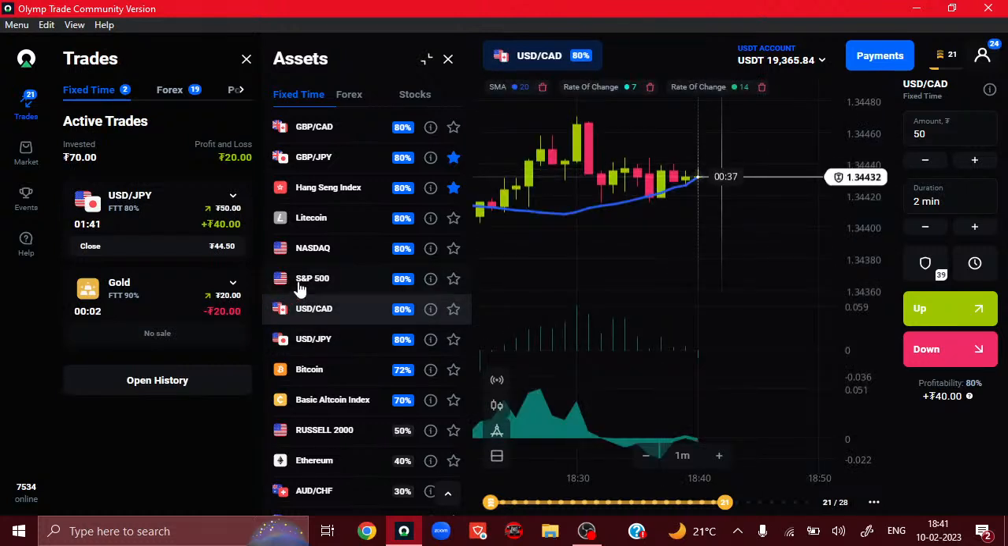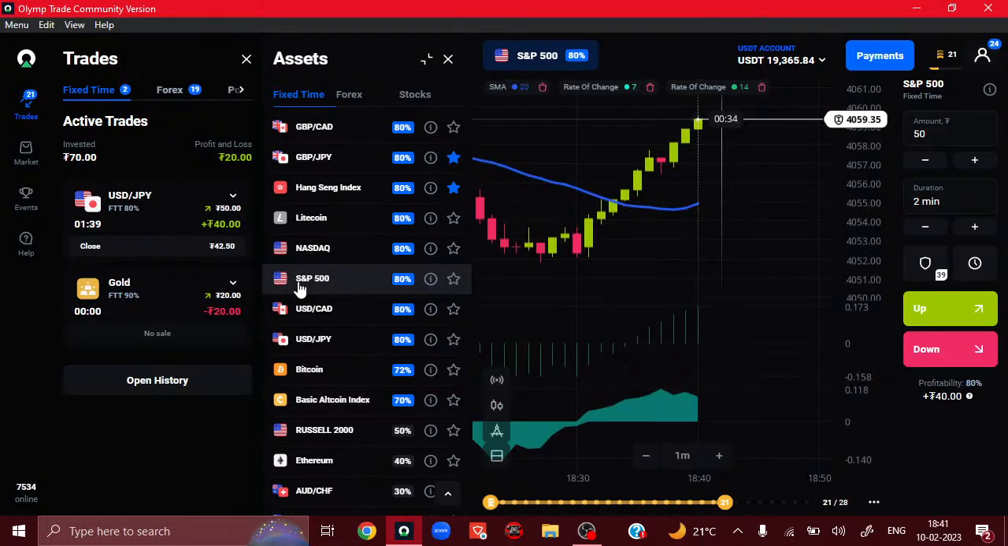Now this is the third step of the martingale which we are using right now, because we have lost the previous two trades already.